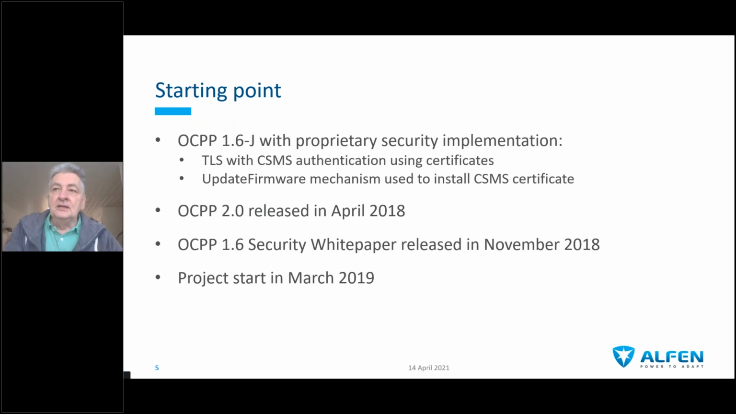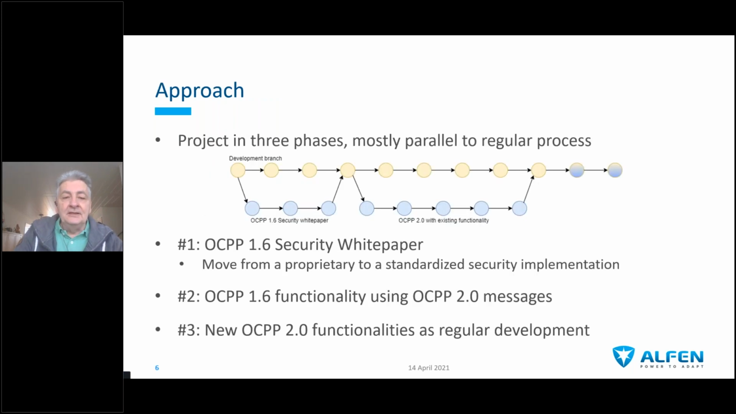Looking at the OCPP timelines, the 2.0 release was early 2018. The security white paper for OCPP 1.6 was released towards the end of 2018. And we started our project in March 2019. So we were a little bit behind on Arjan and EVBox. And we decided to do the project in 3 phases.